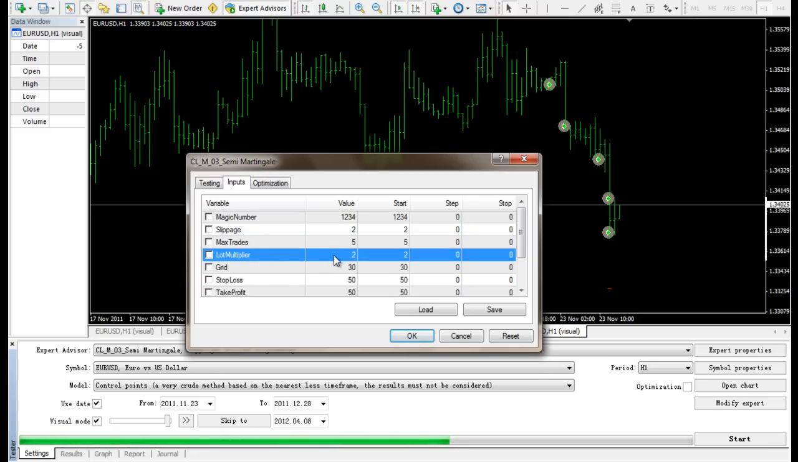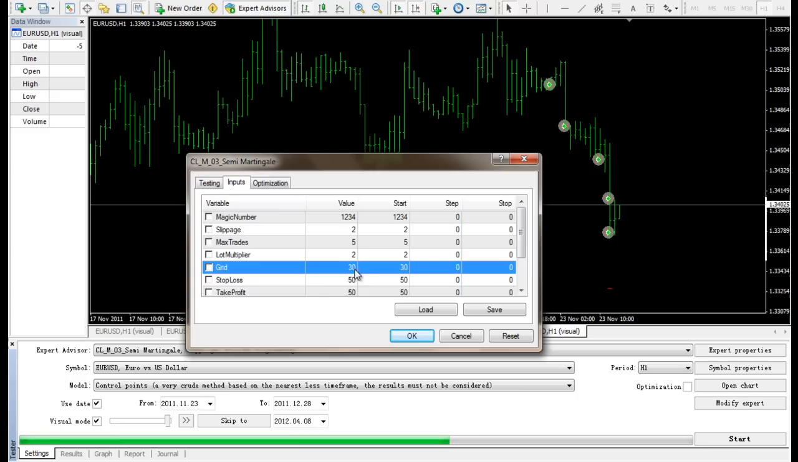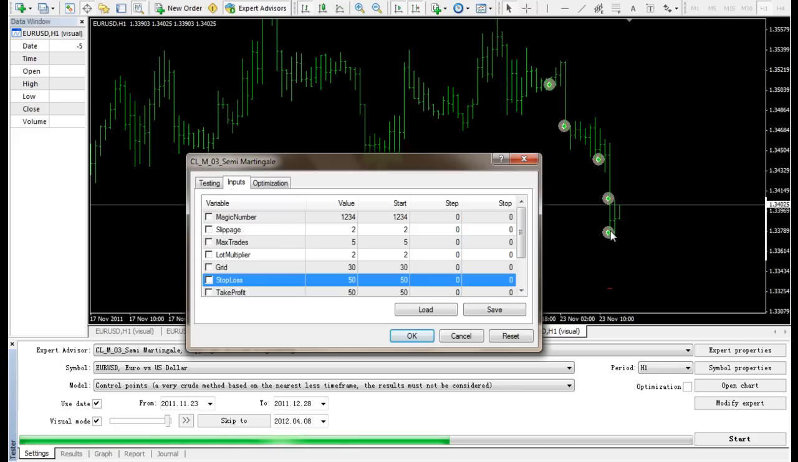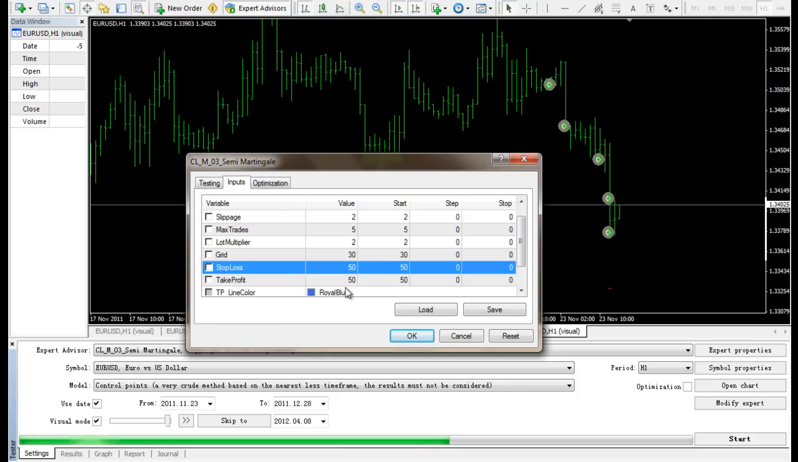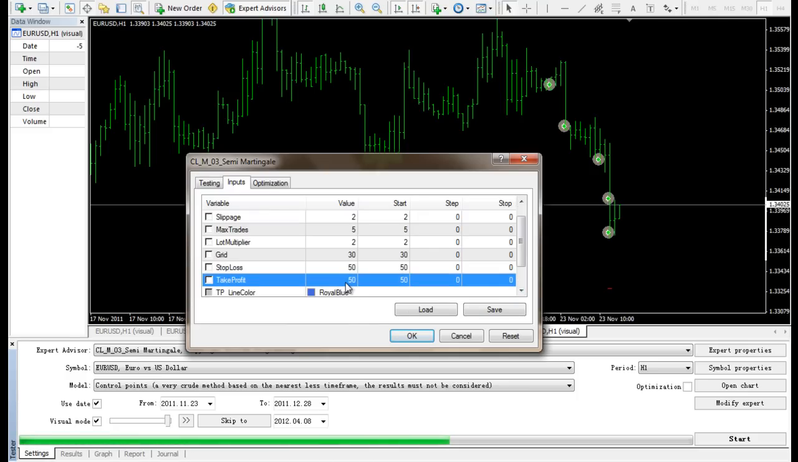And lot multiplier: if it is 2, that means the second trade lot is twice as much as the first, the third is twice as much as the second, etc. Obviously you can use any other number like 1.2. Grid is 30, meaning 30 pips between trades. Stop loss is 50, the distance from the last open trade to the stop loss. And take profit default is 50 pips.